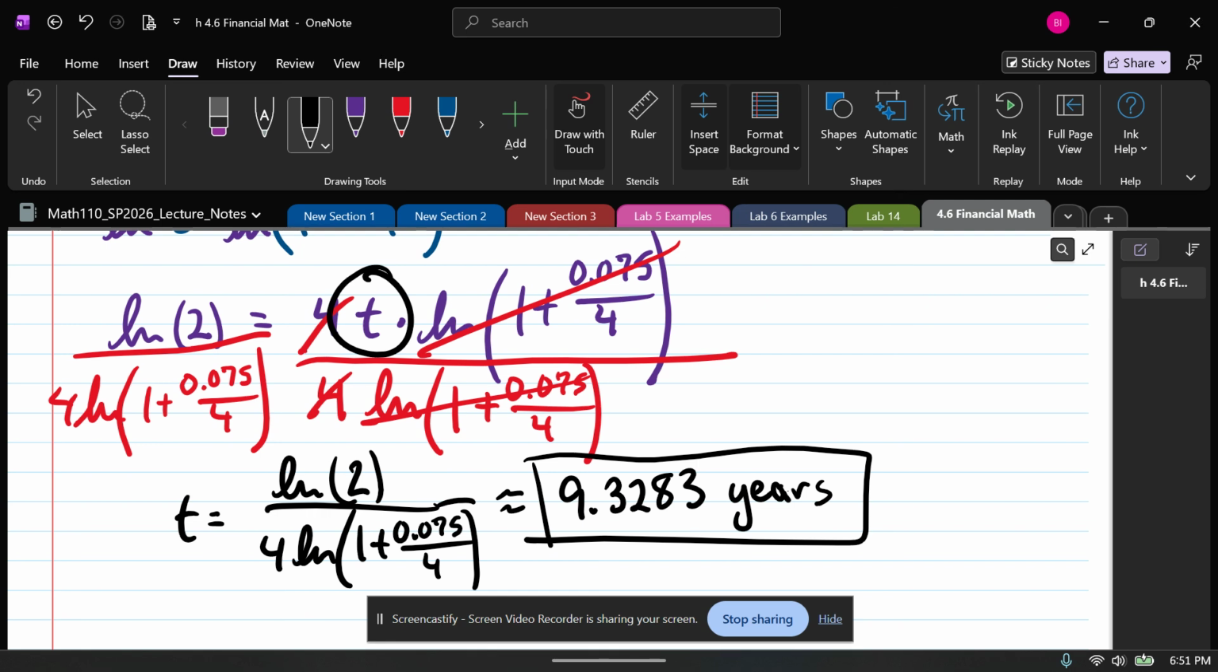Y'all find me an account that gets 7.5% interest. We'll go put some money in it. Okay, there ain't none. They don't give that kind of money away. Not unless you're going to leave it there for a long, long time.